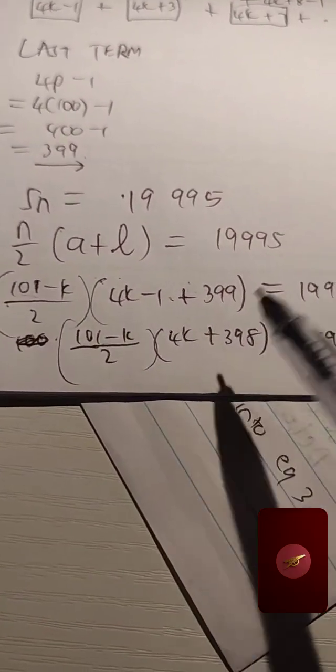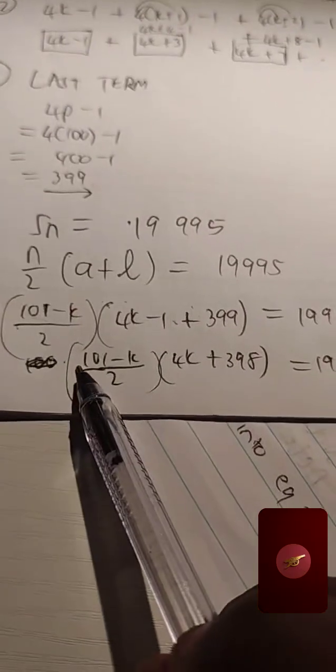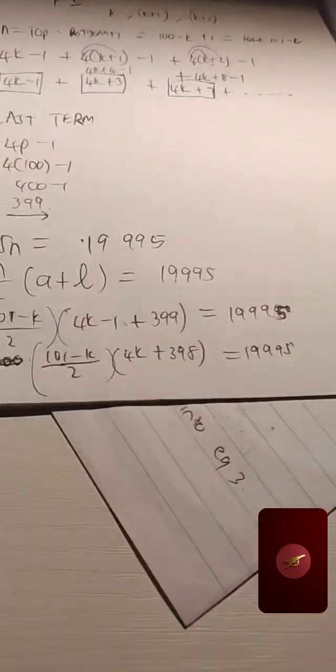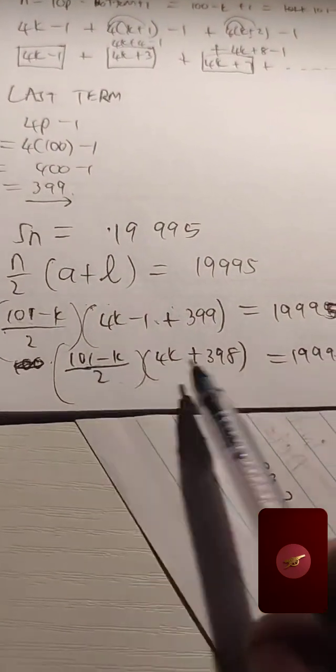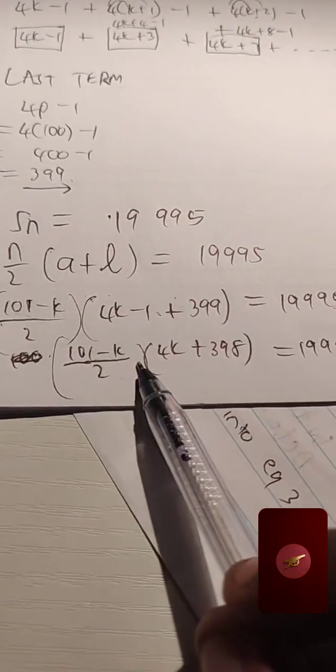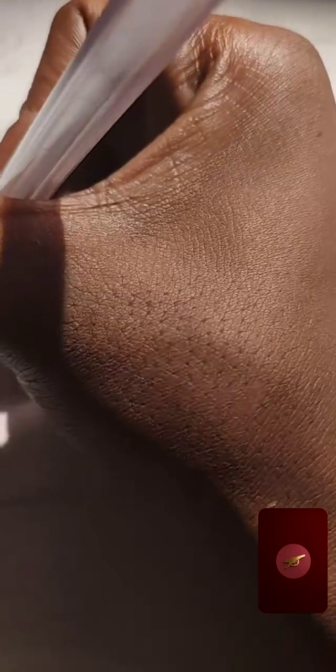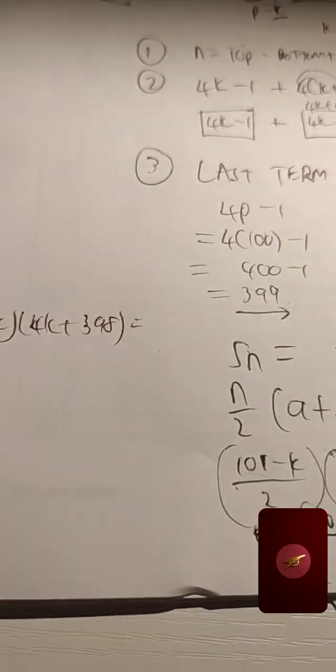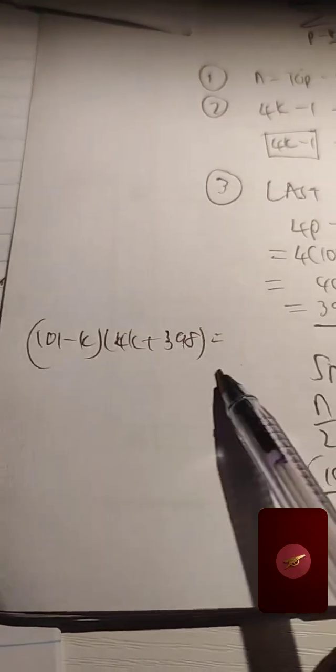So what that means is you can decide firstly to multiply left and right by 2, which is the LCD, so that you get rid of the denominator. Then you are left with 101 minus k in brackets, and here you are left with 4k plus 398. Then you multiply the right side by 2, you get a nice big value there. Then all that is left is to FOIL.